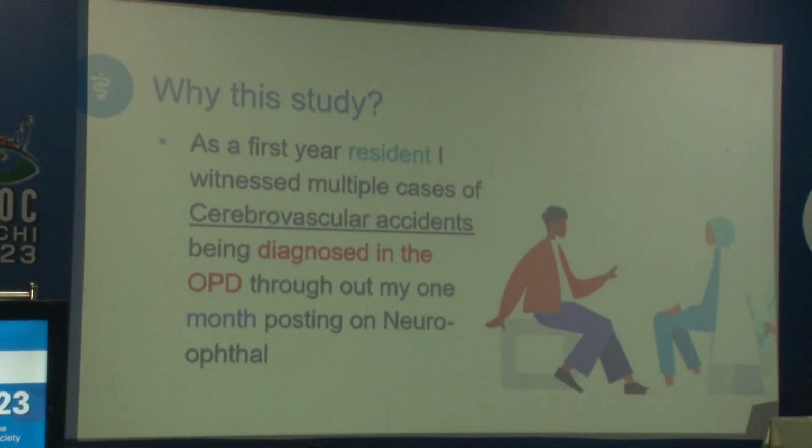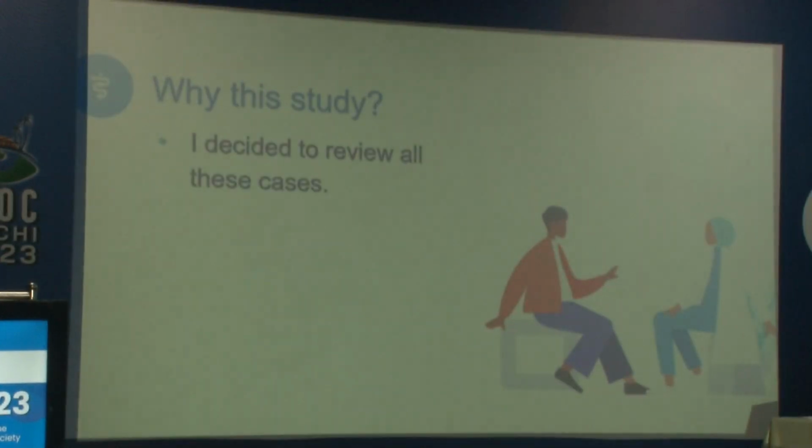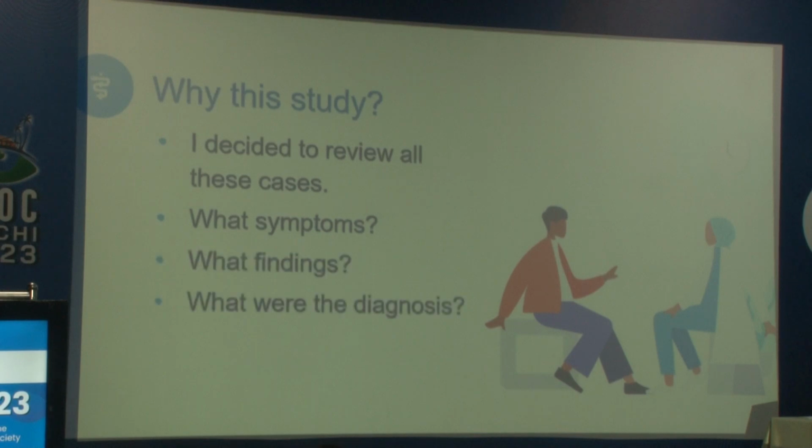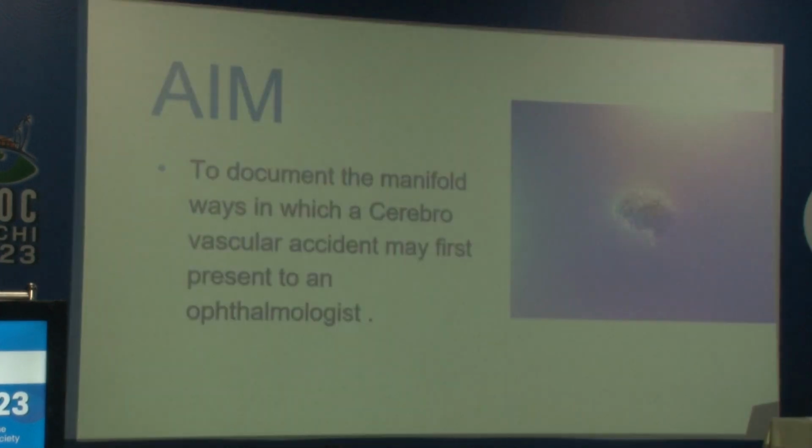And why this study? Because as a first-year resident, I witnessed multiple cases of CVA being diagnosed in the OPD throughout my 1-month posting in the neuro-ophthalmology clinic. So I decided to review all these cases, what their symptoms were, what the findings were, and what the diagnosis was. The aim was to document the manifold ways in which a cerebrovascular accident may present to an ophthalmologist.